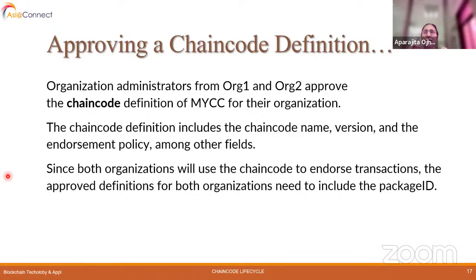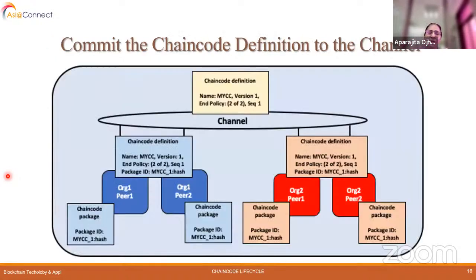Since both organizations will be using the chaincode to endorse transactions, remember that one needs to include the package ID. Because how will you identify that this transaction proposal requires this kind of endorsement policy? It will depend upon the package ID. So now, once it is approved, then finally it is committed to the chaincode, committed to the channel.